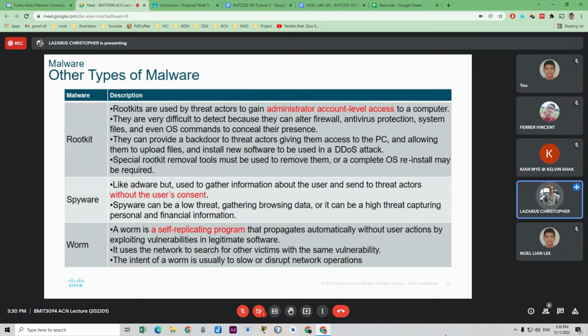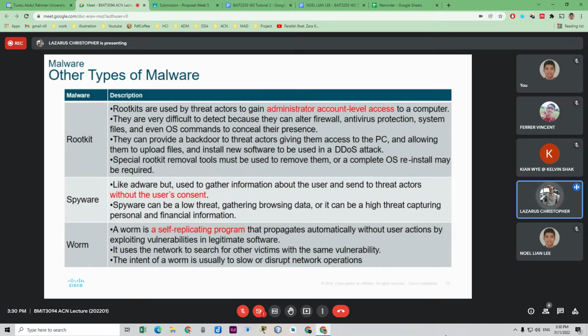Right, and finally, worm. As I said, a worm is self-replicating. They do not need a vector. They do not need another program to infect. They can self-replicate. They can clone themselves, and they can propagate. That means they can spread even without the help of the user. They can spread through the network.